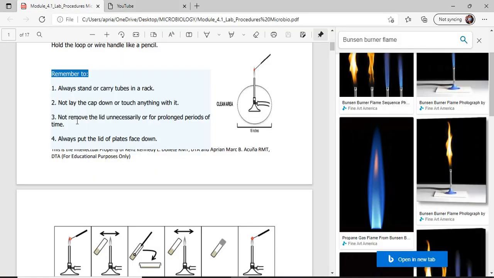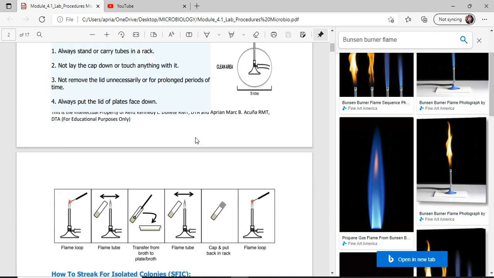Okay, continue lang. Do not lay the cup down or touch anything with it. You will hold your cup in your other hand. If we are face to face, you will be performing a practical on our aseptic technique. Next, do not remove the lid unnecessarily or for a prolonged period of time.